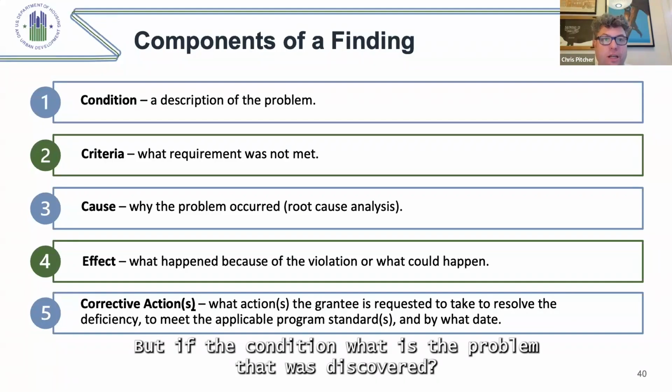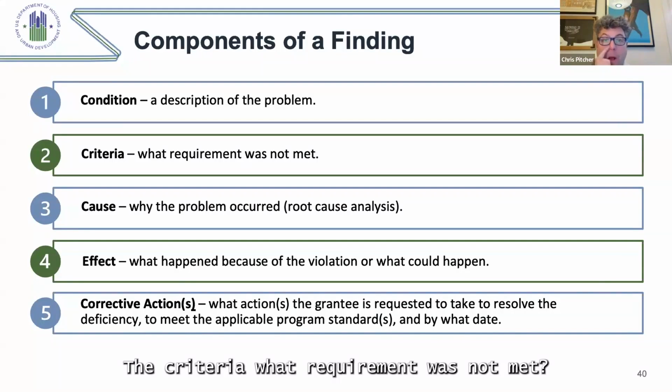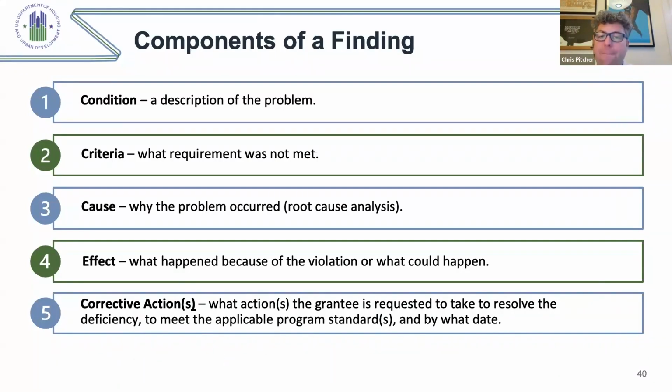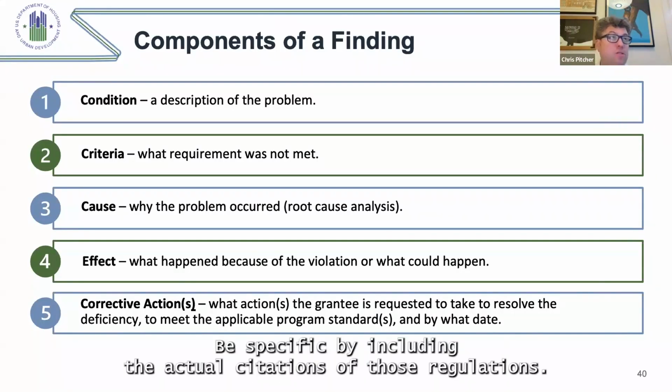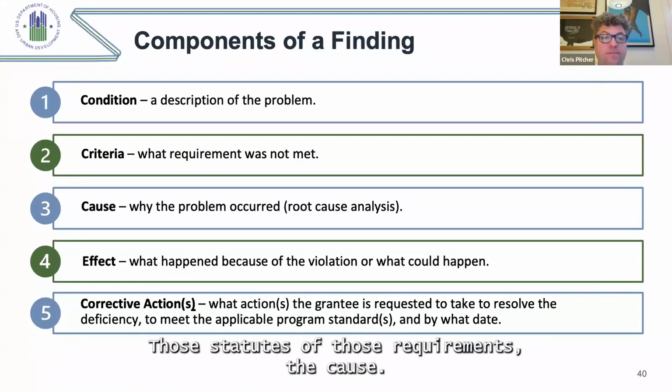First, the condition. What is the problem that was discovered? The criteria. What requirement was not met? Be specific by including the actual citations of those regulations, of those statutes, of those program requirements.